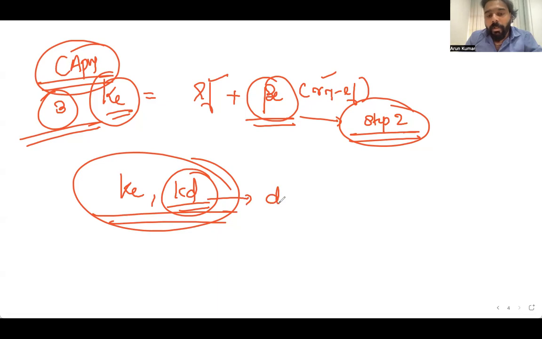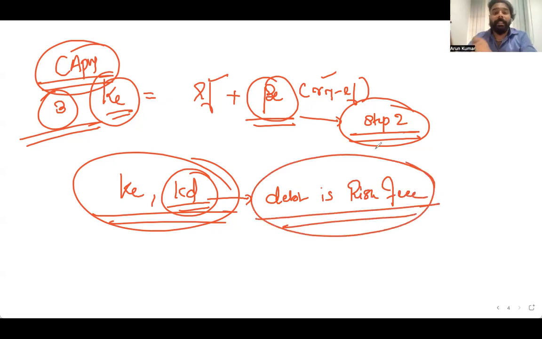We assume that debt is always risk-free. This assumption answers why we are not making any change to the cost of debt. Because we assume that the risk of debt is completely free, we are not calculating any new value for the cost of debt, even if there is a change in the business risk. Is it clear, everyone?